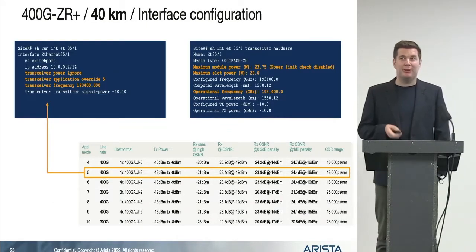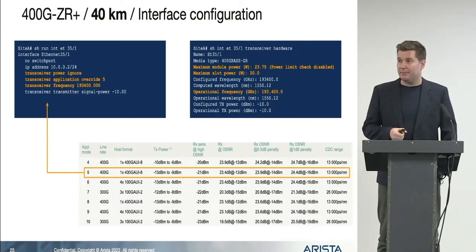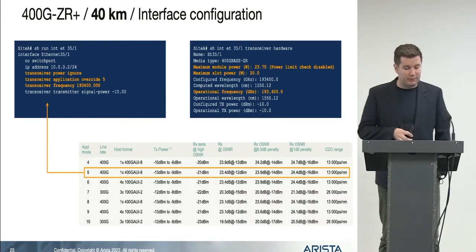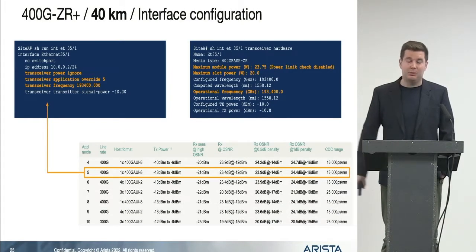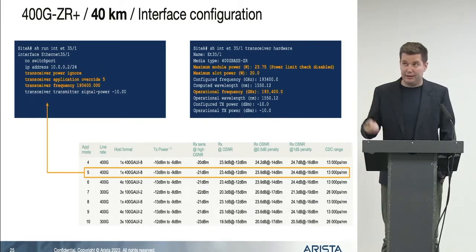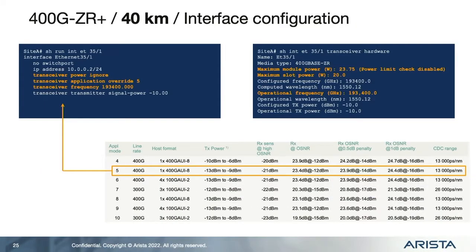So in terms of configuration, we still need to configure the frequency. That is the channel we're using, same as ZR. So in this case, we're configuring 193.4 terahertz. But there are also two other important pieces of configuration. The next is the application mode. In this case, we're going to be using application mode 5 here. Application mode 5 is 400 gig. And we have a host format, which is what it looks like on the fiber, which is native 1x400.